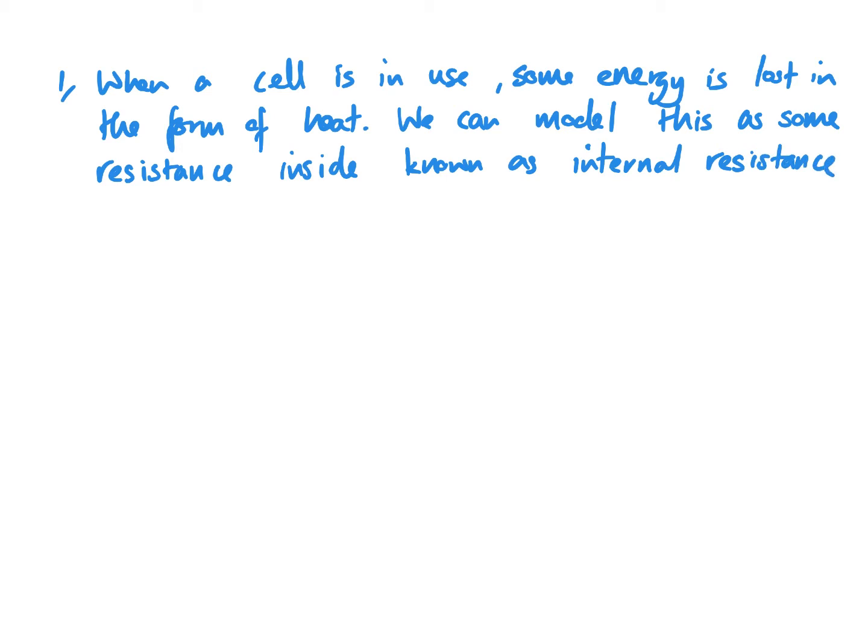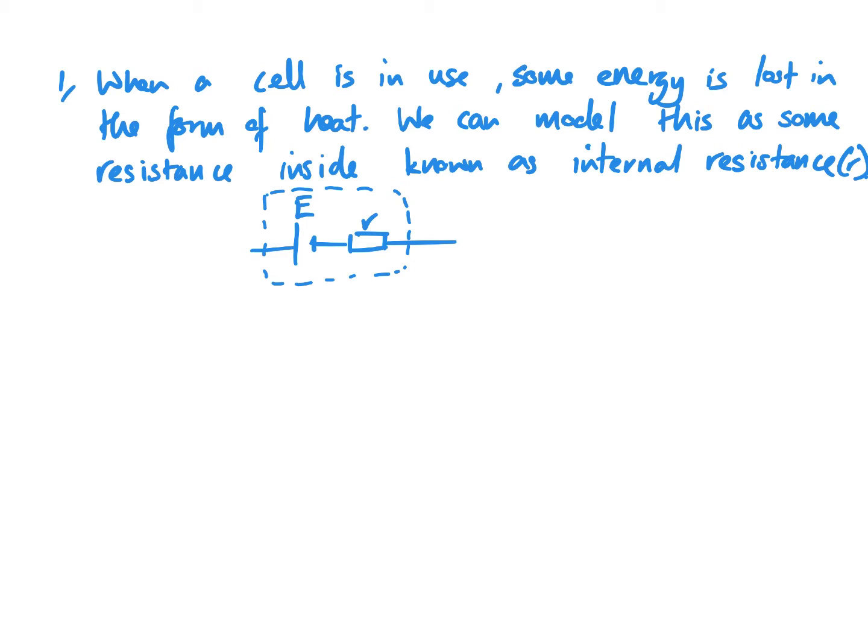And a realistic cell then would consist of a kind of ideal cell and an internal resistance, small r. And the ideal cell then produces a fixed EMF, known as E. And quite often you'll see this drawn with dotted lines round about them to show the idea that you can't separate them out. Now, in a lot of cases, the energy lost is negligible.